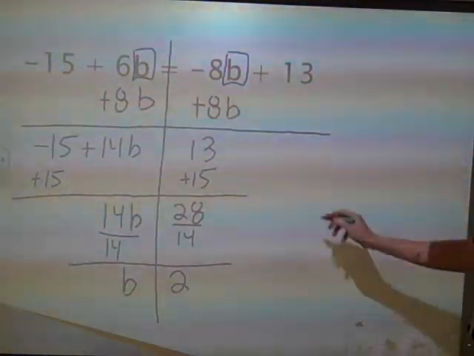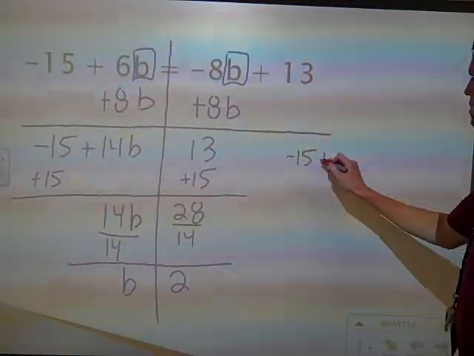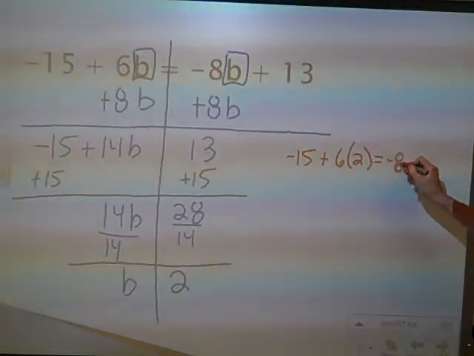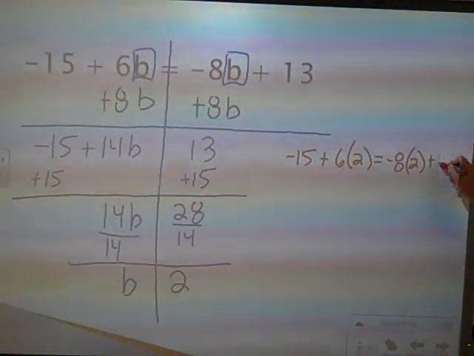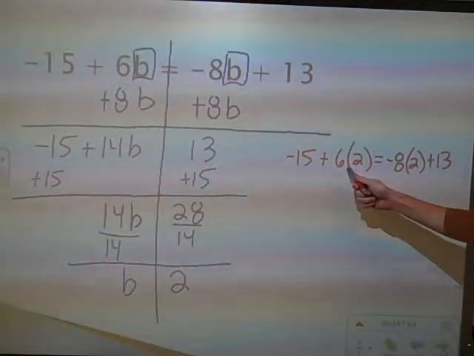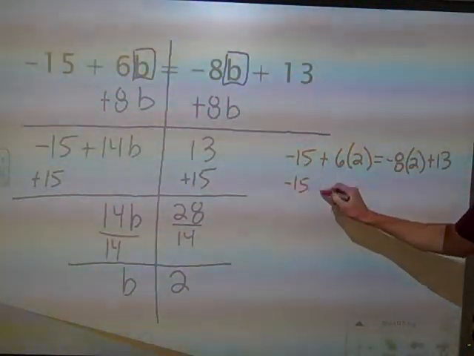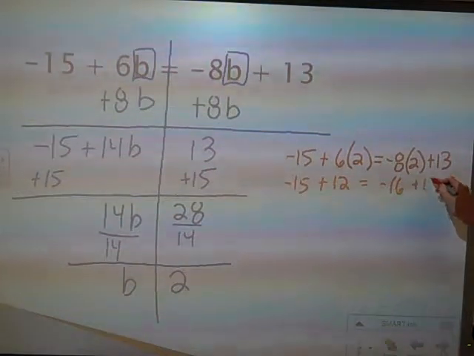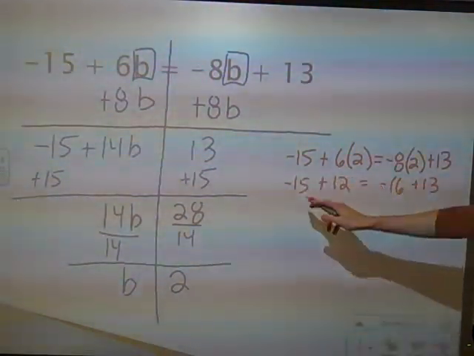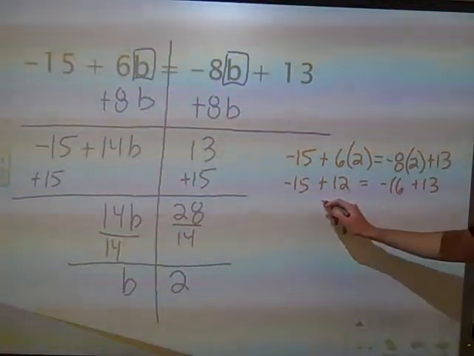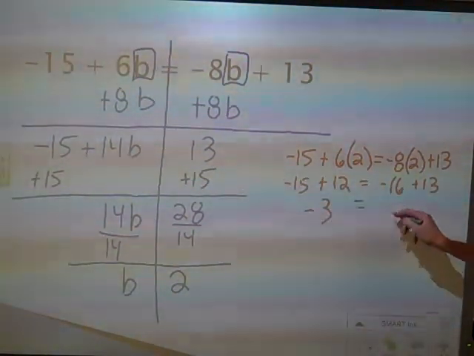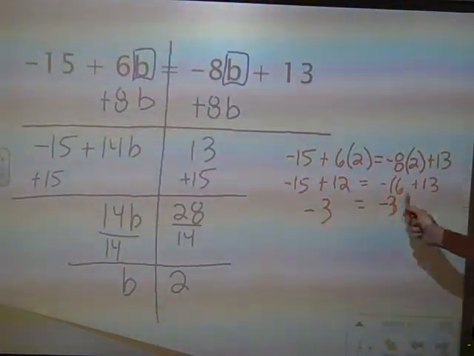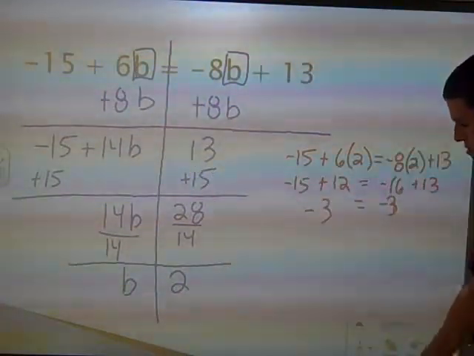Let's go ahead and plug it in to see if it works. Negative 15 plus 6 times 2 is equal to negative 8 times 2 plus 13. So I go ahead and do the multiplication first. So negative 15 plus 12 is equal to negative 16 plus 13. Negative 15 plus 12, I go ahead and get negative 3. And then negative 16 plus 13 is also negative 3. So those match, which means b equals 2 works.